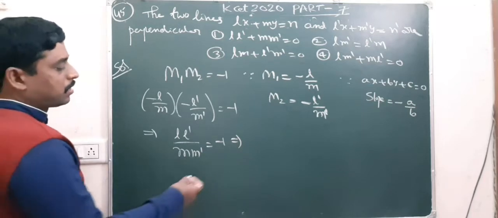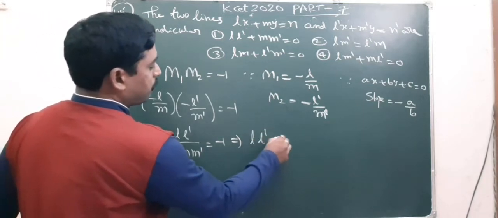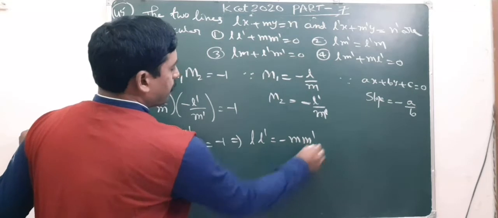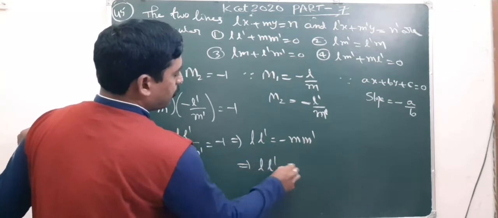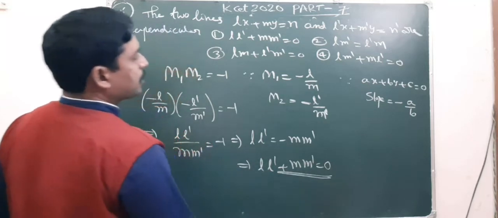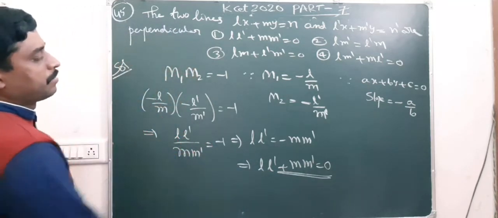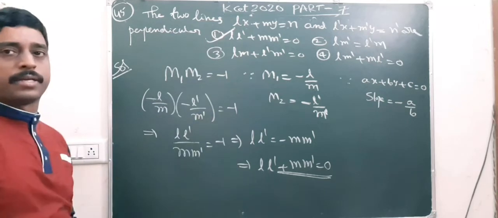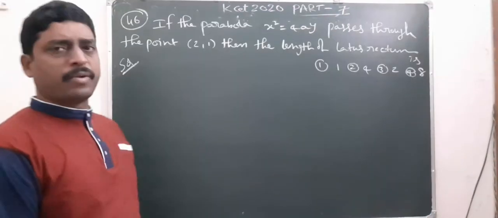Let us do cross product. l l dash is equal to minus m m dash. Therefore, l l dash plus m m dash is equal to 0. So which option is correct? l l dash plus m m dash is equal to 0. First option correct.